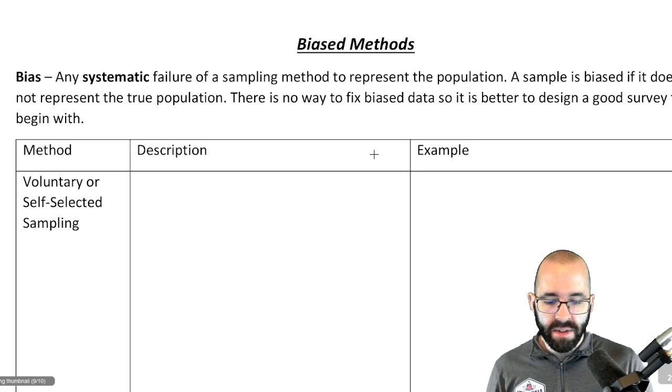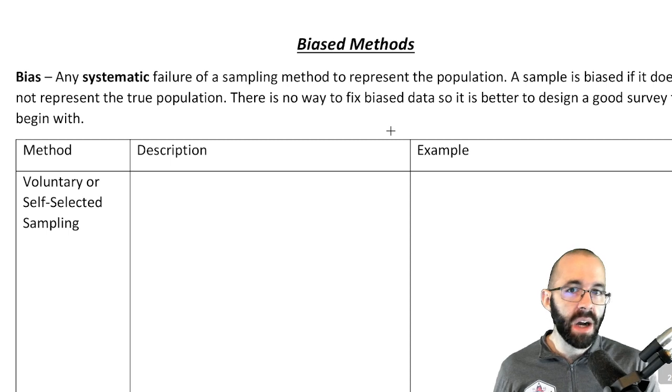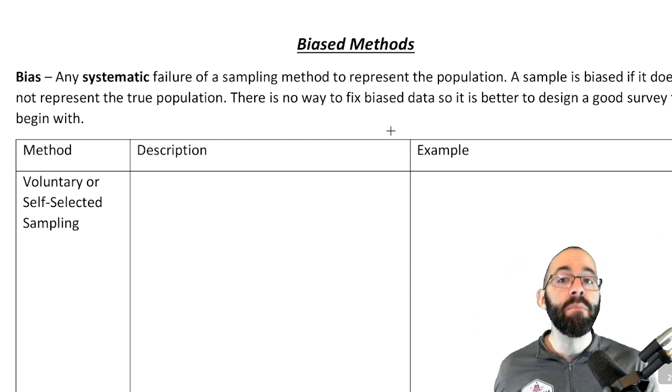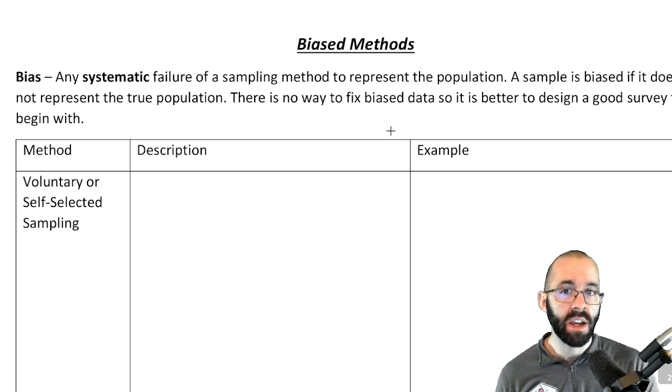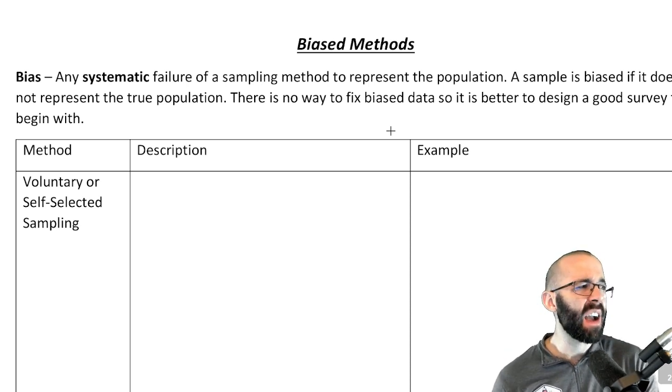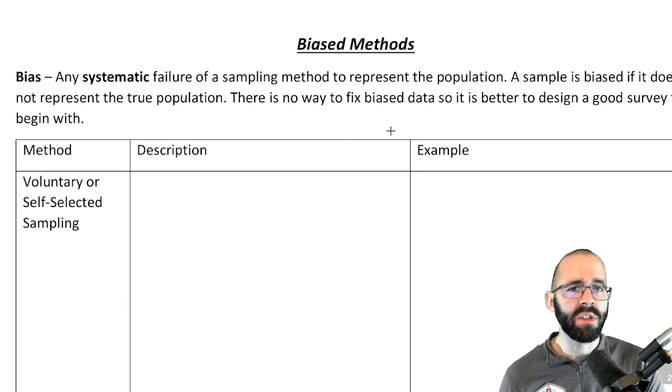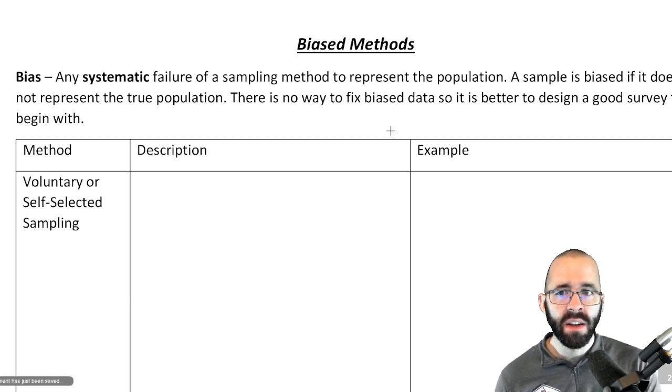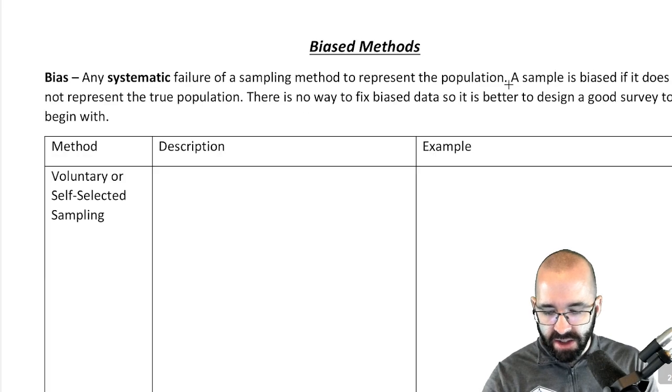Last thing I want to talk about is just watch out for some warnings. There are some biased methods that can be common. So bias is going to be a systematic failure to represent the population. Okay, we always want our samples to represent the population. And there's some kinds of sampling that's not going to represent the population. And that's not to say that you should never, ever do them, but you should be aware of what you're doing. Okay, so a sample is going to be biased if it does not represent the population.